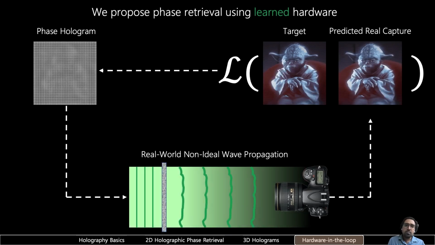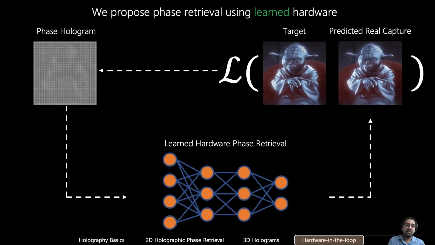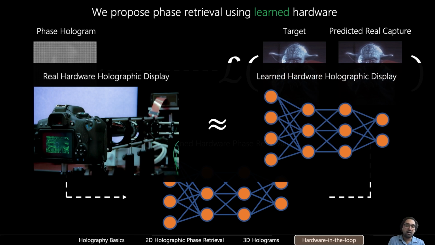So to overcome all of these limitations, we propose to learn the entire real-world wave propagation in a holographic display using a deep neural network. Once the network is trained, we can simply replace the real hardware with differentiable learned hardware and use it for holographic phase retrieval.